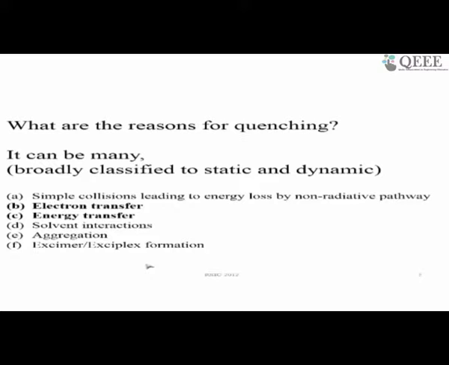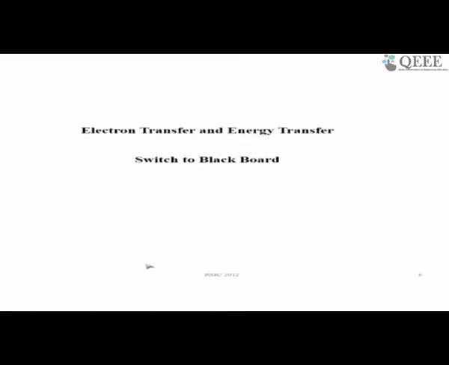Then the HOMO-LUMO levels will interact, the dipoles of these species interact, and the HOMO-LUMO energy gap changes. So obviously fluorescence will also be affected; both absorption and emission will be affected. Excimer or exciplex formation can also affect it, because an excimer or exciplex emits at a different wavelength than the monomer. Out of these various reasons, electron transfer and energy transfer are the most important reasons for quenching. So for developing any fluorescence-based sensor, you need to understand the mechanism of electron transfer and energy transfer. So let us go to the board.